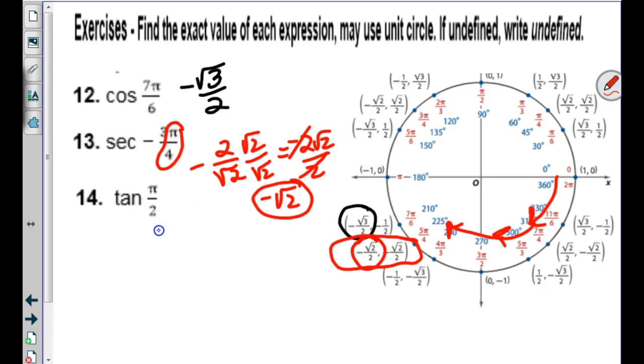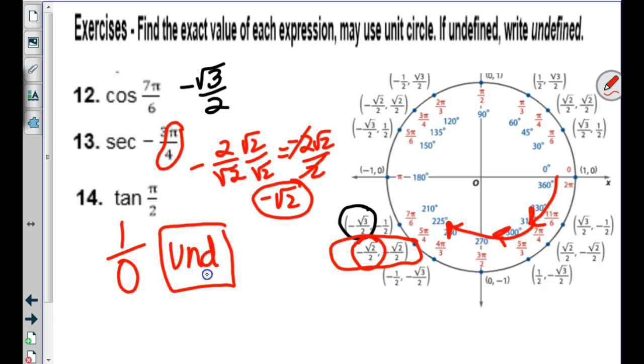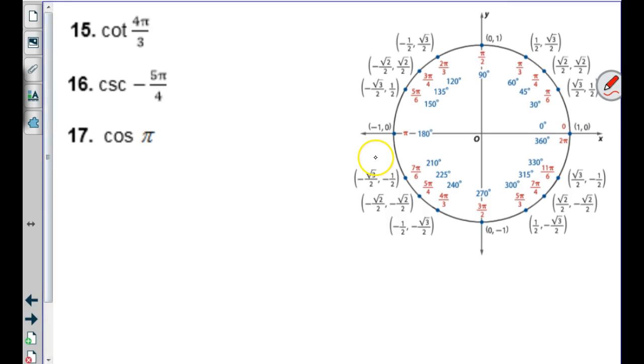Right, tangent at pi over 2. I hope eventually you get good and know that pi over 2 is just 90, right? Tangent is y over x, so it's 1 over 0. Undefined. When the 0 is underneath, it's undefined. If you leave 1 over 0, I'm marking it wrong. You've got to tell me it's undefined. And please write undefined, not a circle with a line through it, because some people use that as a 0. Okay, I'm trying to get you some practice here.